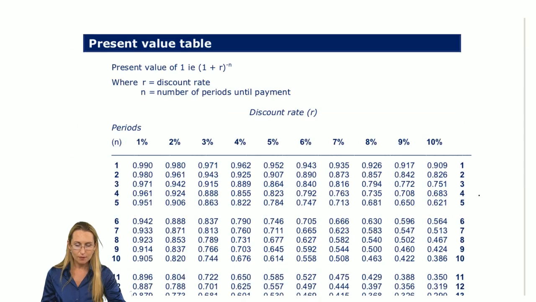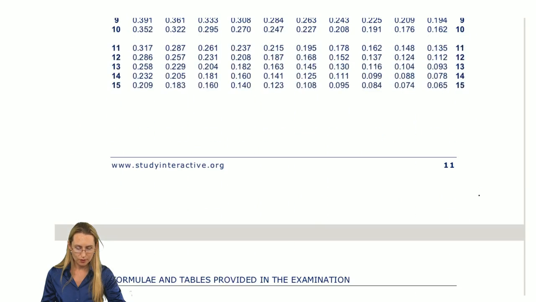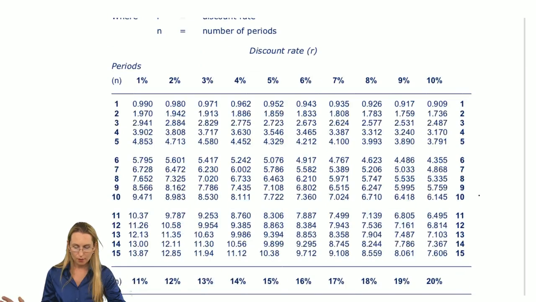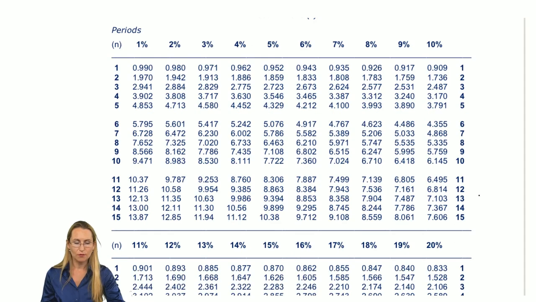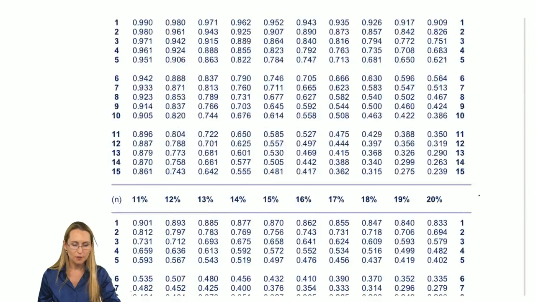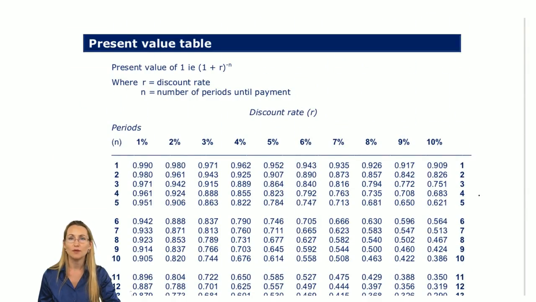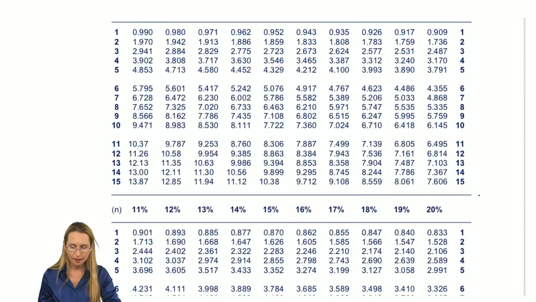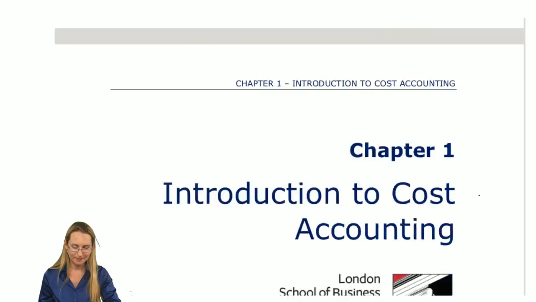Then we have a present value table and annuity tables. We're going to cover them towards the end of our studies. This is to account for time value of money. This is as much as you need to know at the moment. We're going to cover it in detail later. So these formulae and these tables are given to you in the exam. You don't need to memorize these tables.